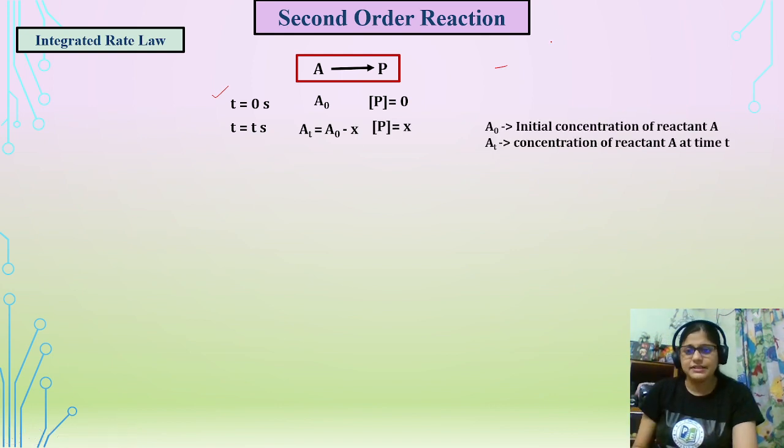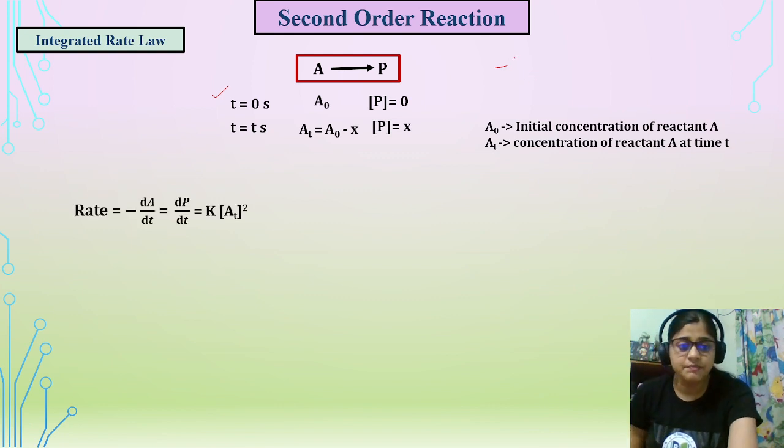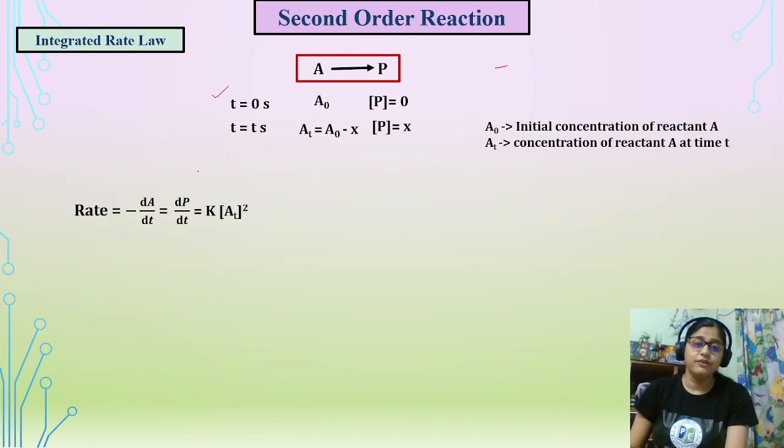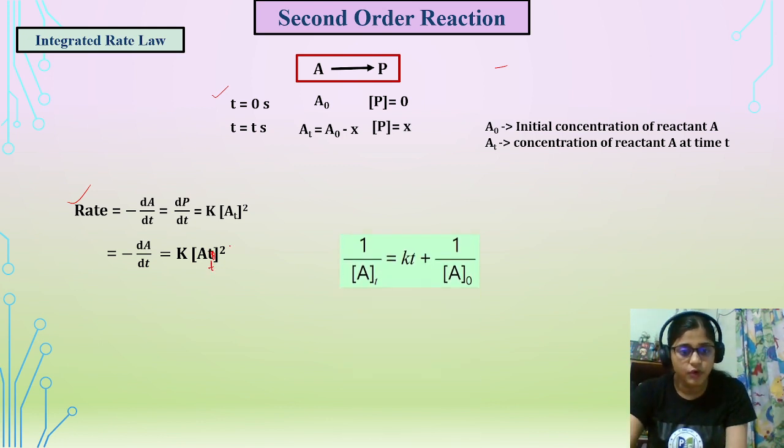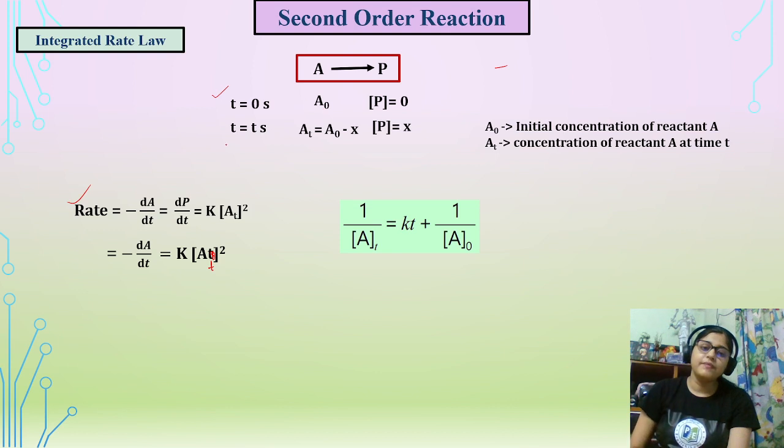So it is the same thing written here, if you see, and then we can write rate equals minus dA by dt, equal to dP by dt, equal to k At to the power 2. Okay, so we can write here minus dA by dt equal to k At to the power 2. Now from this equation, this is coming after integration.